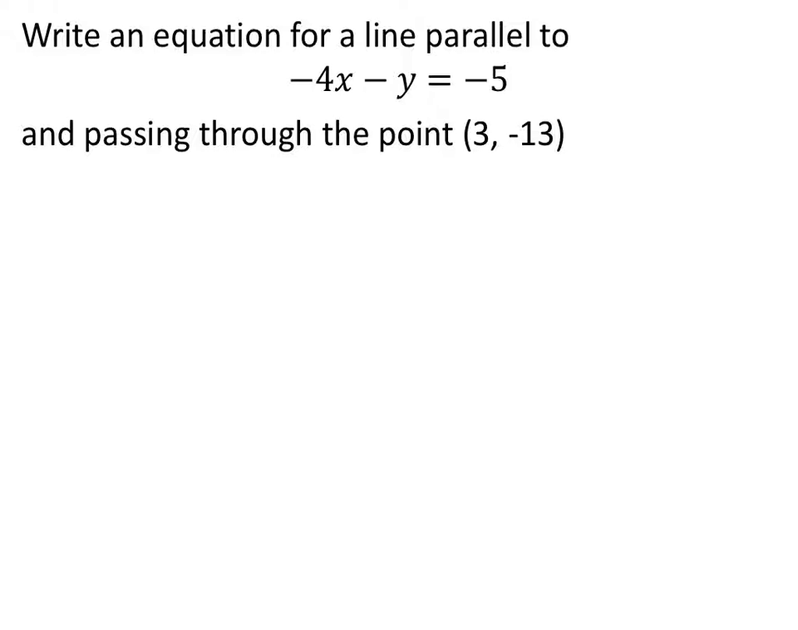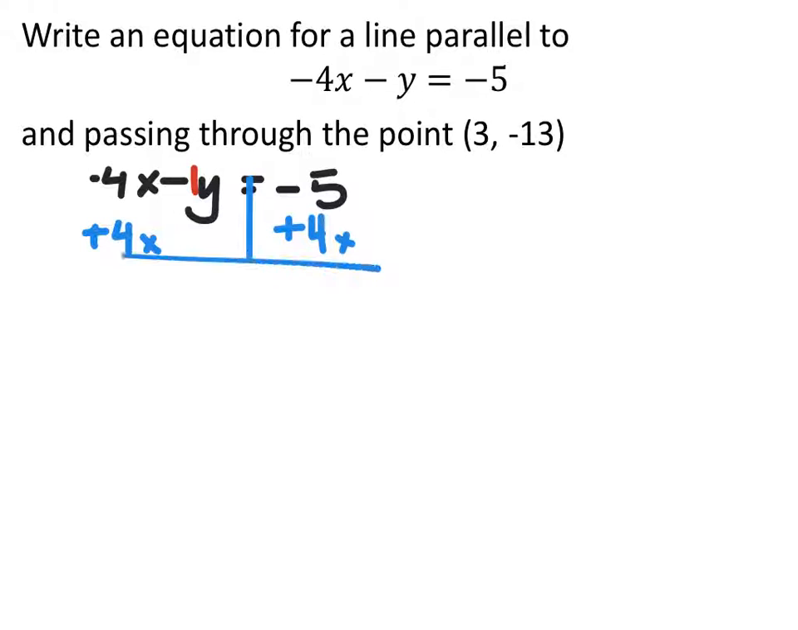Now to start this one off, it's a little bit different because this equation up here at the top is in standard form. So I've rewritten it right here, and the reason I'm doing that is because I'm going to change or manipulate it into slope-intercept form. I do want to show that the coefficient of y is negative 1 right now. To do this, I'm going to add 4x to both sides of this equation.